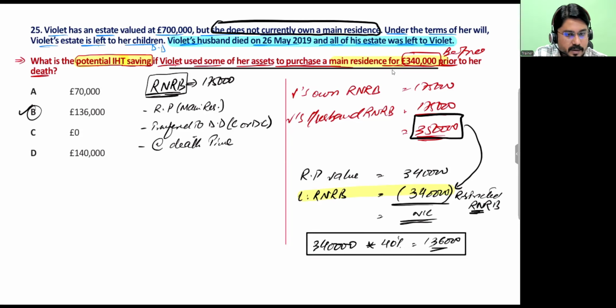Can you please give me your input? Are you clear on this? So there's a potential IHT saving. This IHT can be saved. All of you, please, your active responses are highly appreciated.